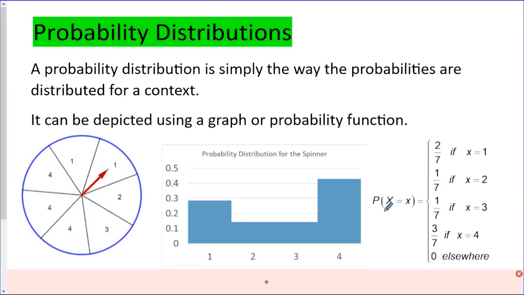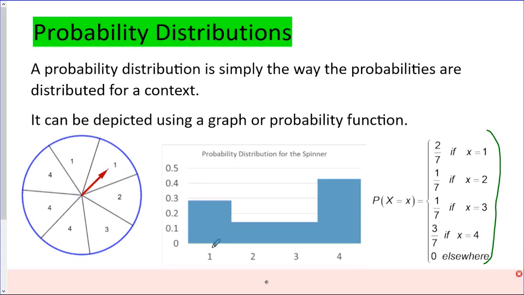And we write it like this. The probability that big X equals little x is 2/7 if little x is 1, 1/7 to get a 2, a 1/7 chance of getting a 3, and a 3/7 chance of getting a 4. So what this is showing us is how the probabilities are distributed or shared for this particular context of the spinner. We could also graph them.